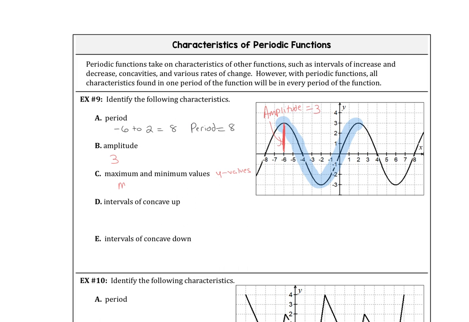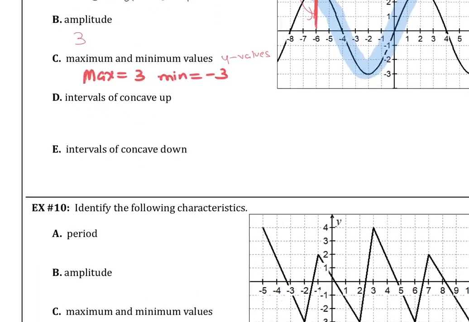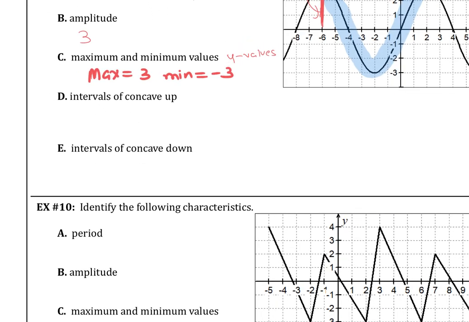So the max is 3. The min was -3. But it does say concave up and concave down. So remember with concavity, that's talking about the rates of change increasing and decreasing. Remember, concave up means increase in rate of change. Concave down means decrease in rate of change.